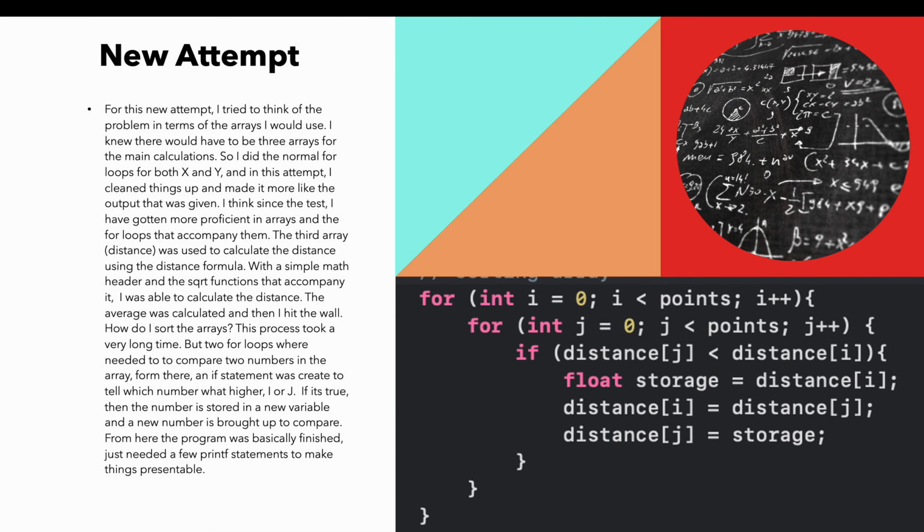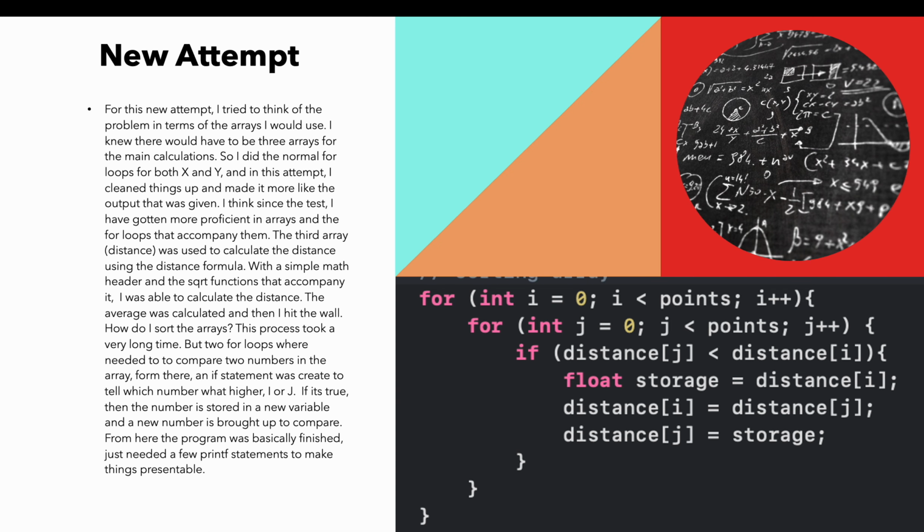The storage I didn't know how to do. Well, I knew how to store it, but I just didn't realize I had to store it. And then storing distance i into distance j confused me. I was trying to figure out how to make the if statement go from one set of numbers to the next set of numbers if it's true, and that took a while. But that basically was the code.